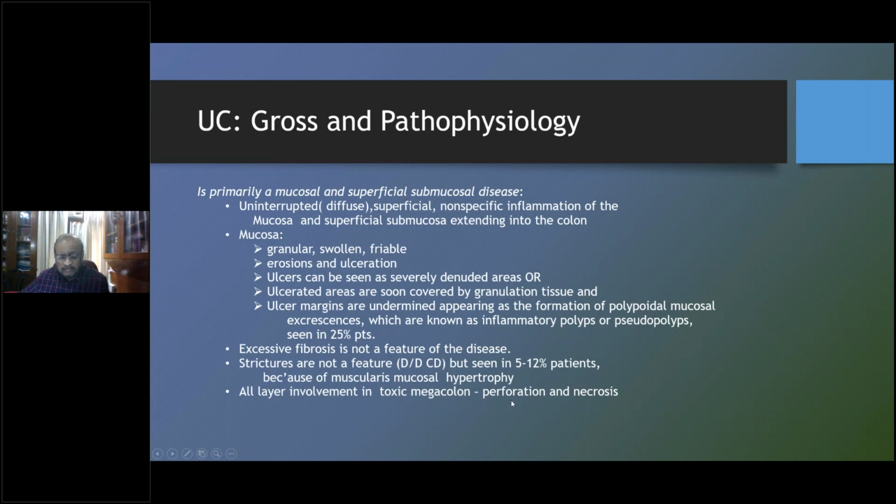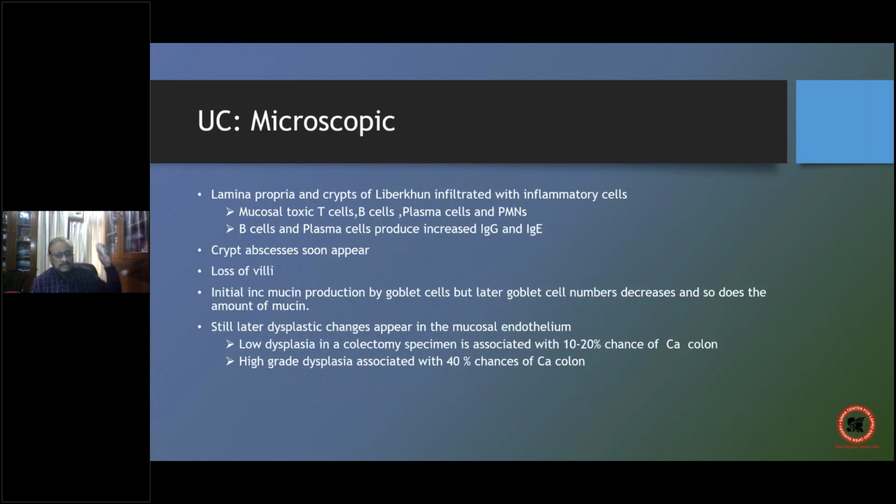But when you have the most fulminant type of ulcerative colitis, which is known as toxic megacolon, there you've got all-layer involvement, not only the mucosa and superficial submucosa. It is all-layer involvement, and that is why perforation and necrosis are more common in these patients.